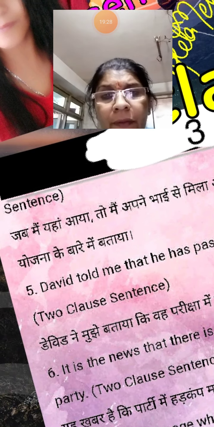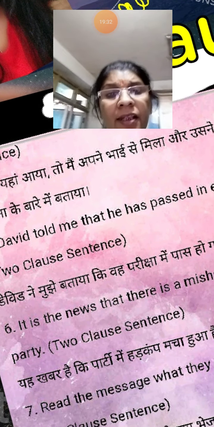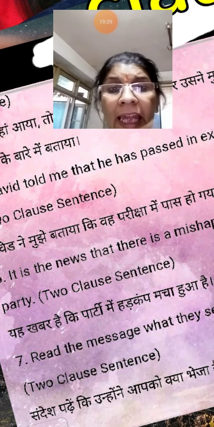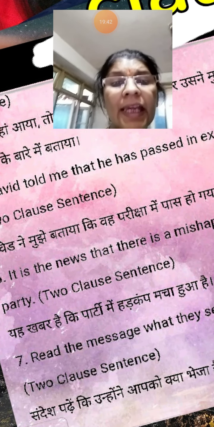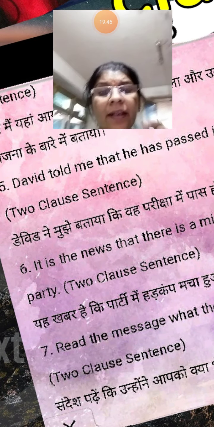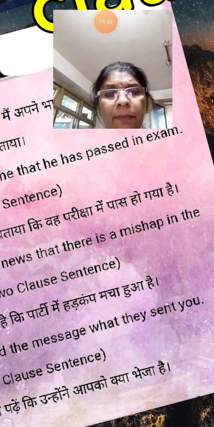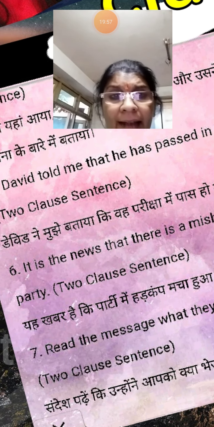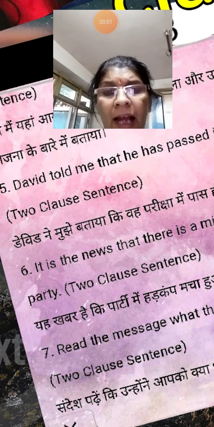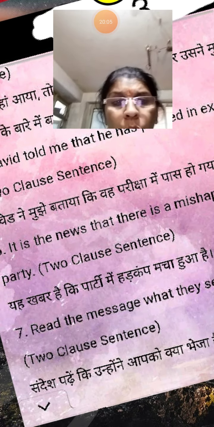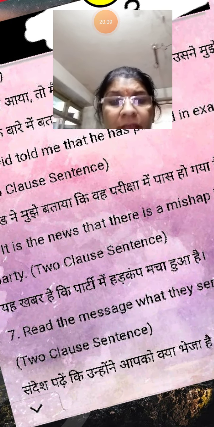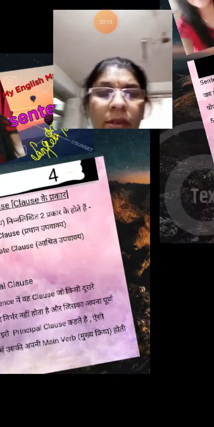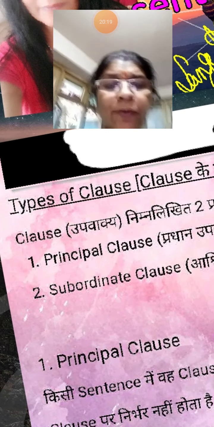Now I explain to you another. David told me that he had passed the exam. Two clauses sentence. It is the news that there is a mishap in the party. Two clauses sentence. Read the message what they sent you. Two clauses.